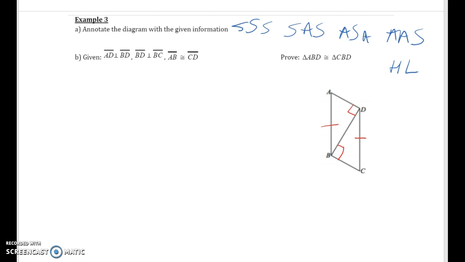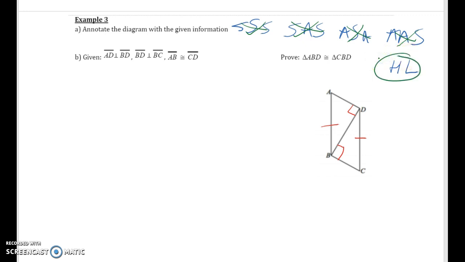So again, let's look at our methods that we have available. They didn't tell us anything about AD and BC, so there's no way that I'm going to be able to get all three sides. Could I maybe get side, angle, side? Well, I don't have the two sides that form this right angle here, so no, because again, that angle has to be included or in between the two sides. They didn't tell me anything about any of the other angles, so that is out. And additionally, angle, angle, side is out.